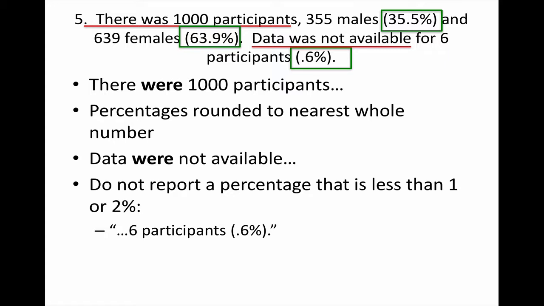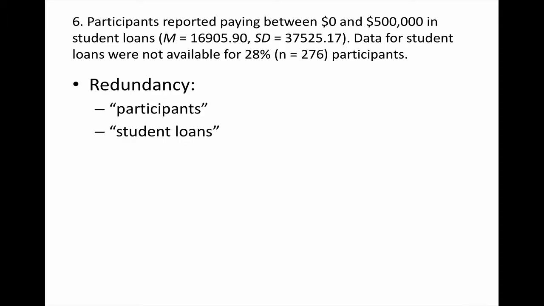Do not report a percentage that's less than 1 or 2%. So you wouldn't add that there. Okay. Participants reported paying between $0 and $500,000 in student loans, mean and standard deviation. Data for student loans were not available for 28% of the participants. See any problems? First of all, we've got some redundancy in our write-up.